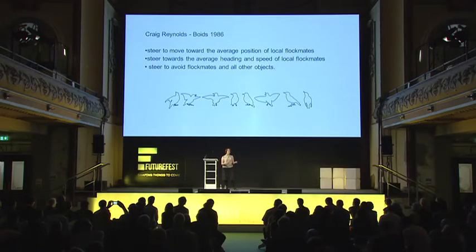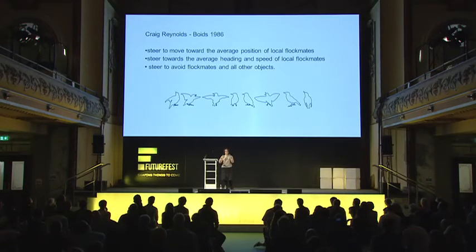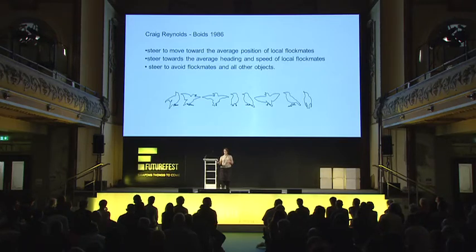And it's how to create artificial flocks of birds, animations. So he analyzed the movement of birds and kind of filtered it down, homed it down to these three instructions so that he could try and create an artificial flock. So steer and move toward the average position of local flock mates, steer towards the average heading and speed of local flock mates, and steer to avoid flock mates and all other objects.